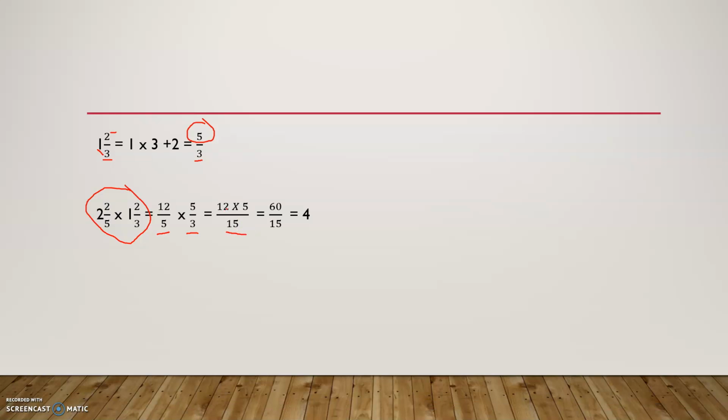If we work out the top number, 12 times 5, which is 60, and then on the bottom we've got 15. If we simplify this, if we divide 60 by 15, that would be 4. So our answer is 4.